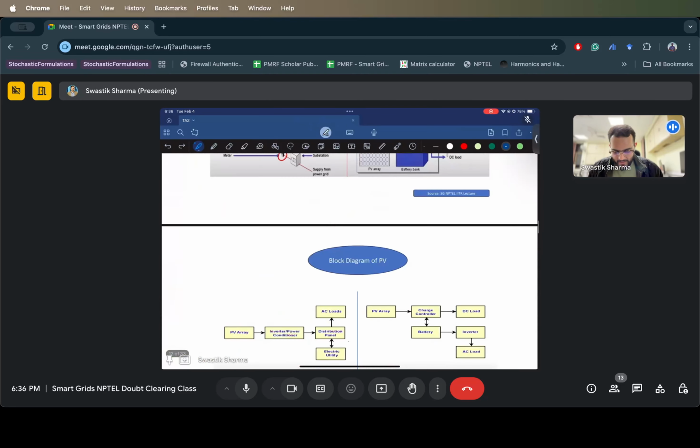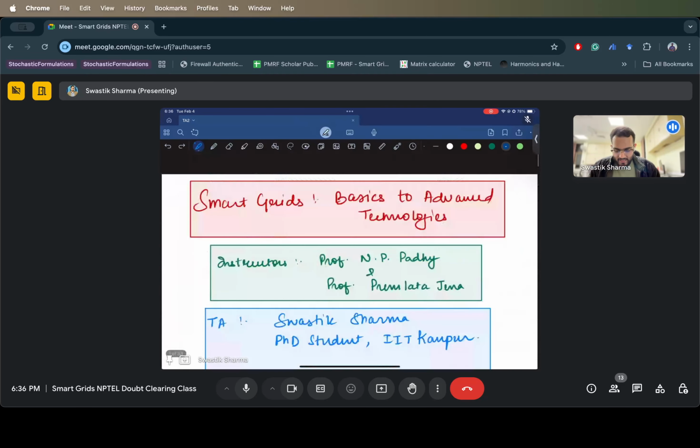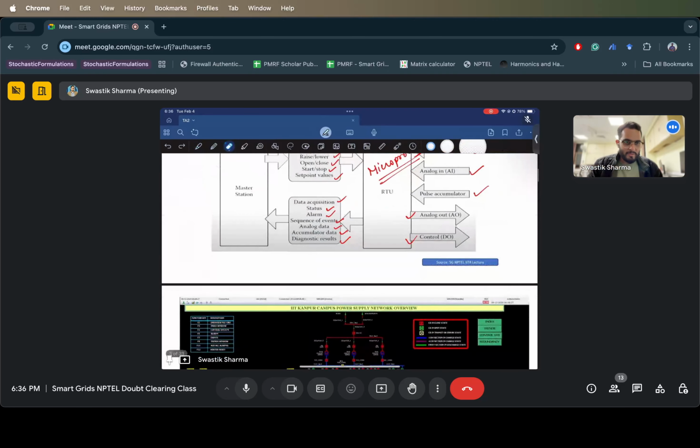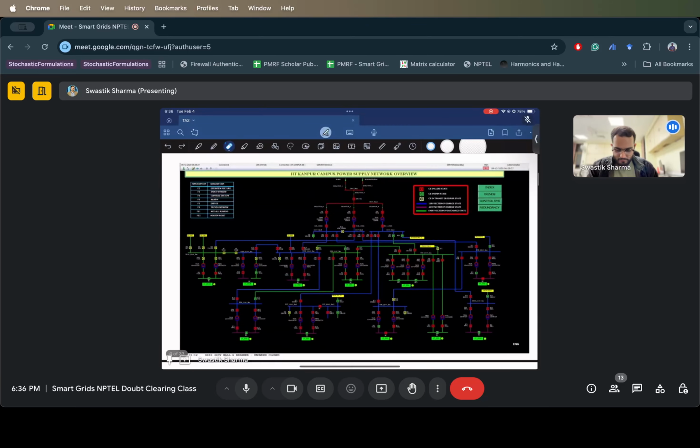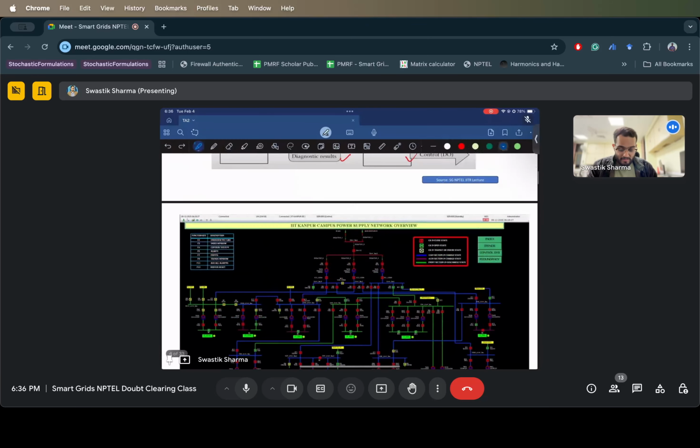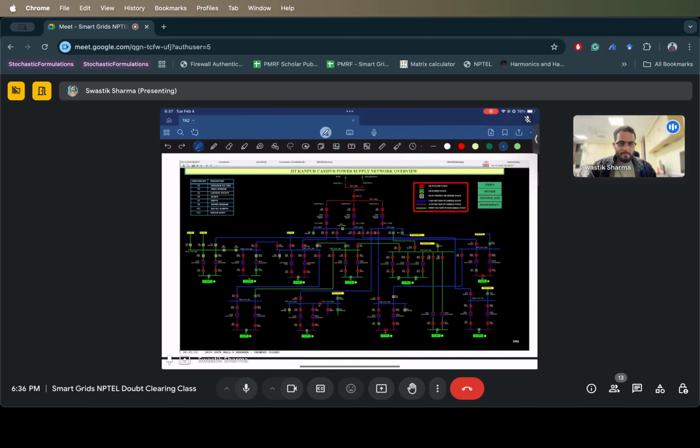Let's recap what we did today. So we started with SCADA. I talked to you about what is SCADA, what is RTU, and why they are relevant. I showed you a SCADA diagram, a SCADA snapshot.